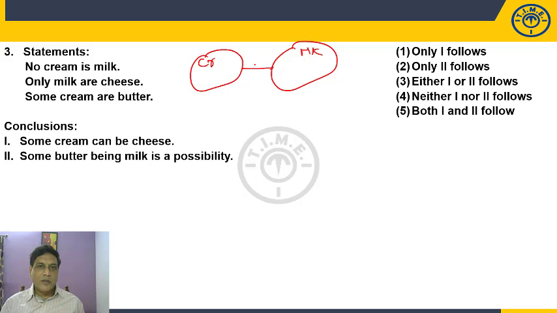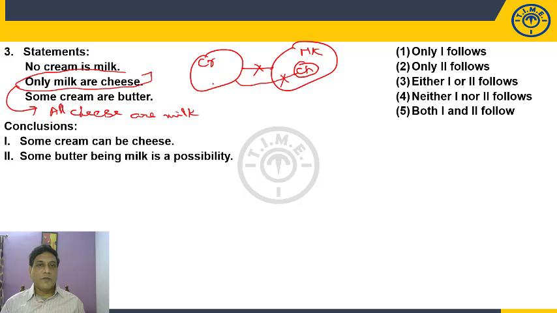We cannot let them intersect even in the alternative diagram. Only milk is cheese. Now, what is the meaning of "only milk is cheese"? It means that all cheese are milk. So the entire cheese should be here, but also nothing else. Only milk should be cheese. So this cream cannot be cheese.